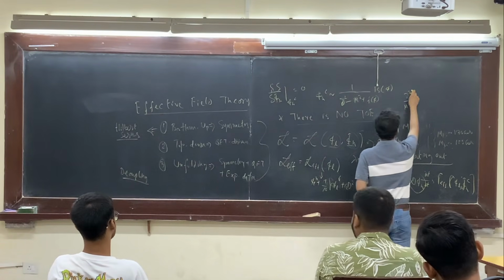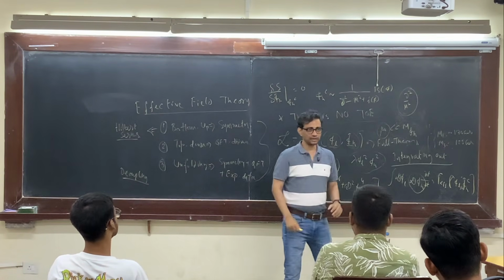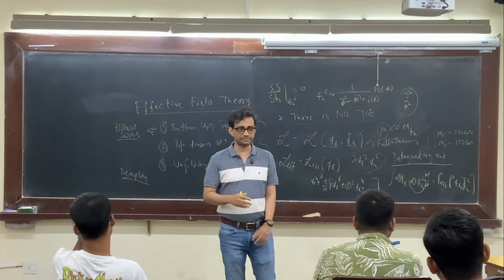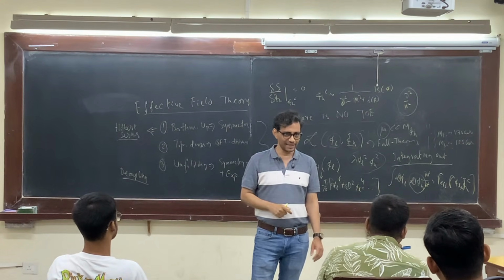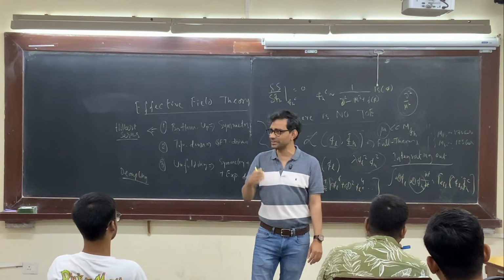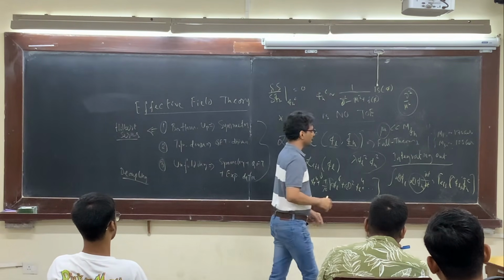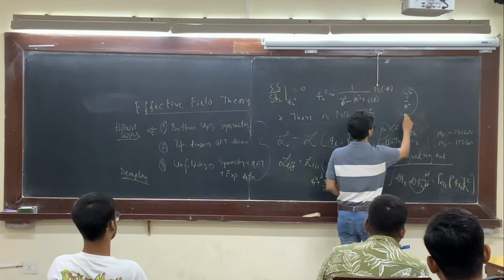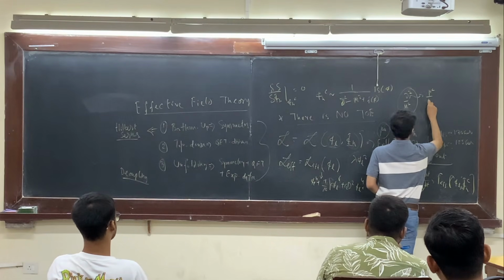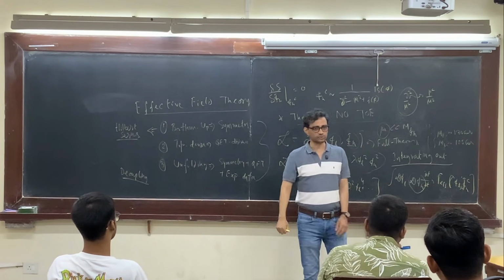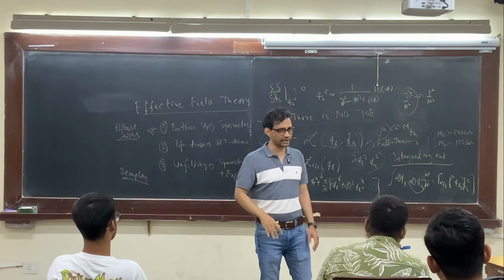And why can I perform this expansion? Because I need to know whether this expansion is convergent or not. And that's exactly where the decoupling and the effective field theory notion comes into the picture. What is your del square? If you go to the Fourier modes, this del square is nothing but the p square by m square. What is this p square? It's the on-shell momentum of the particle.